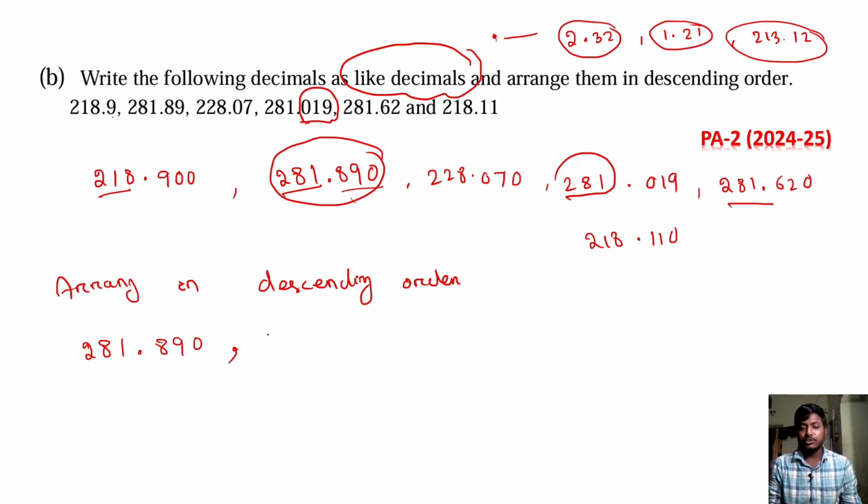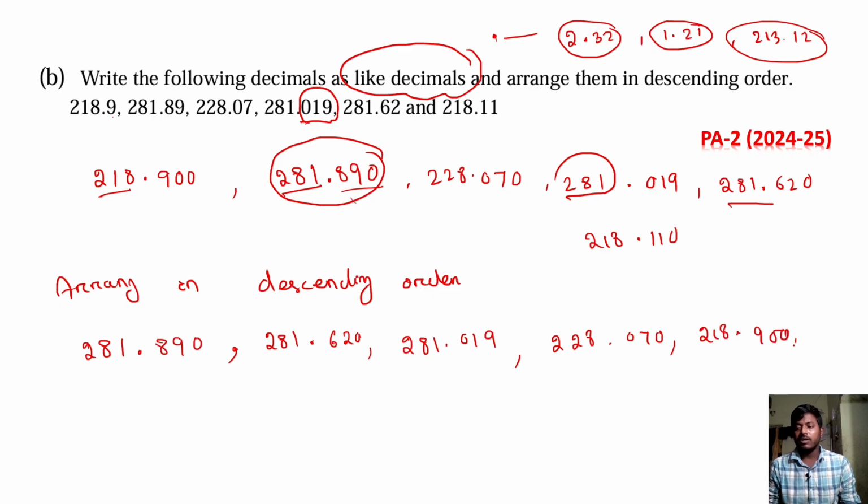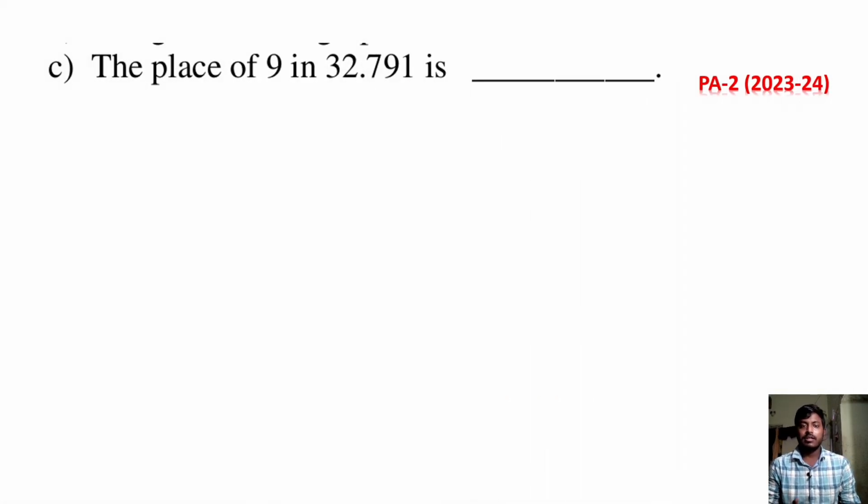Now next one is 281.620, after that 281.019, then 228.070, then 218.900. After that 218.110. Next question, the place value.